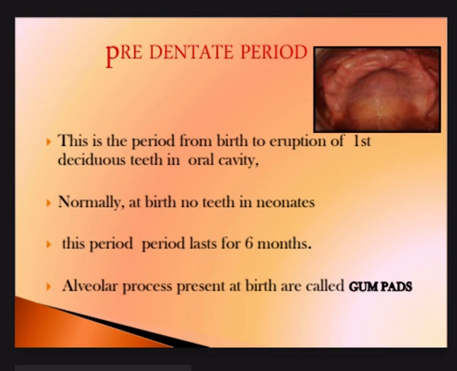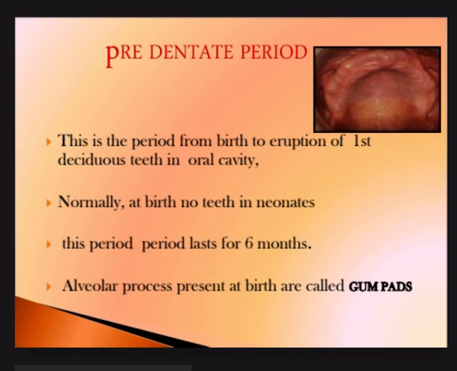Now coming to the first phase, the pre-dentate period. As soon as the child is born, there are usually no teeth. There can be exceptions of natal and neonatal teeth: natal teeth are teeth present at birth, and neonatal teeth are teeth erupting within the first 3 weeks after birth. That is a topic of discussion for another time. Usually, as soon as the child is born, there will be no teeth present, only something called gum pads in the oral cavity.